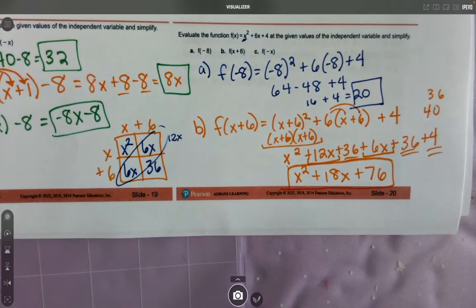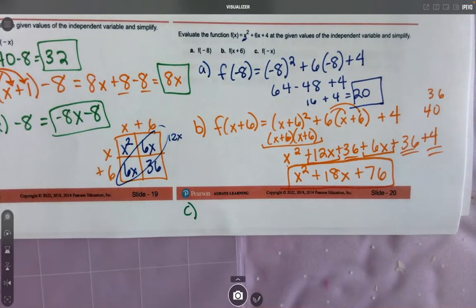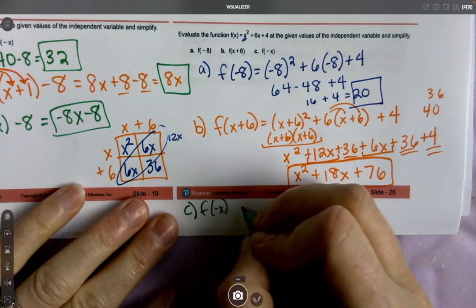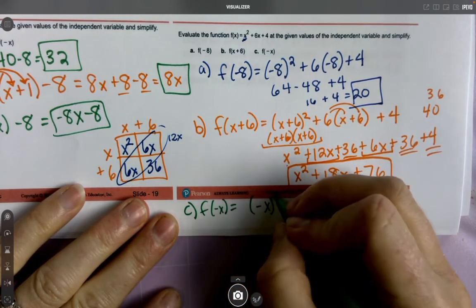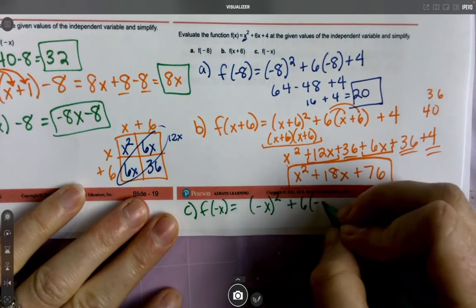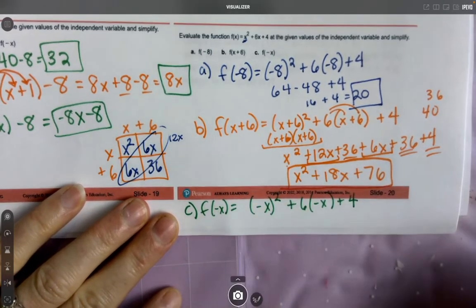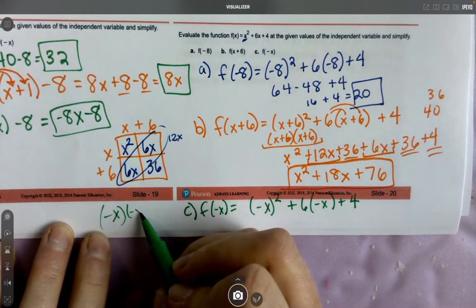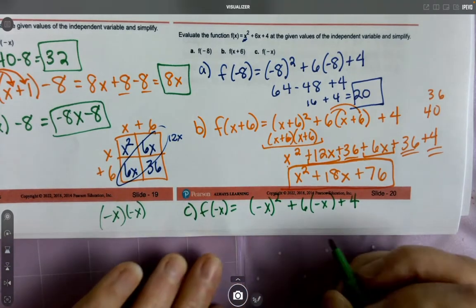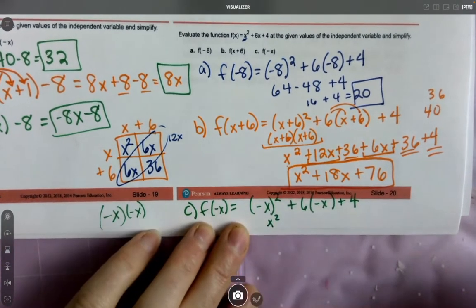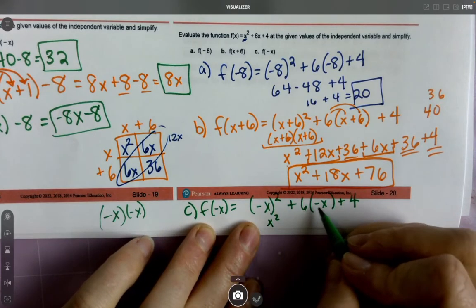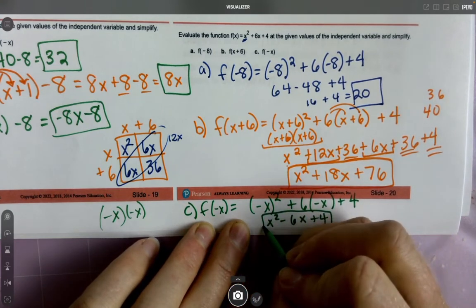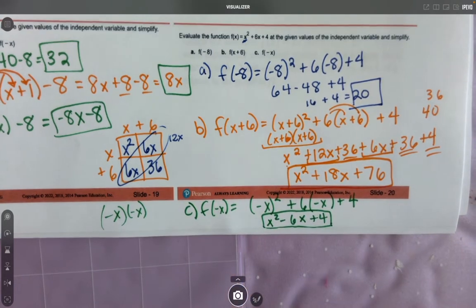All right, let's look at the last one. It says we want to put in a negative x for x. So f of negative x gives us negative x squared plus 6 times a negative x plus 4. Negative x squared means negative x times a negative x, which is going to give us a positive x squared. So that negative is going to go away. 6 times a negative x is negative 6x plus 4. That's all we can do. That is our solution.